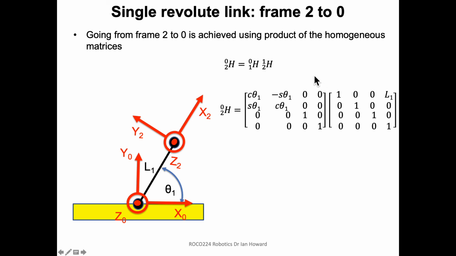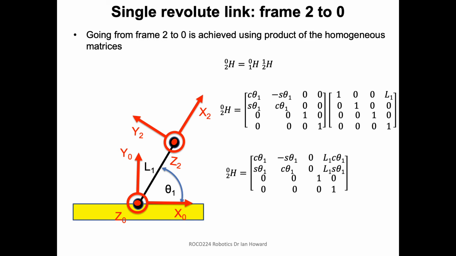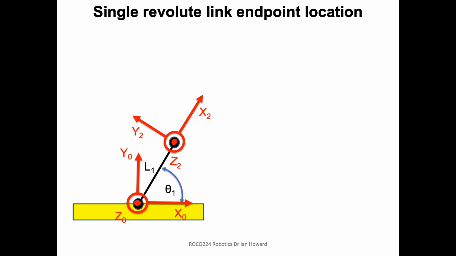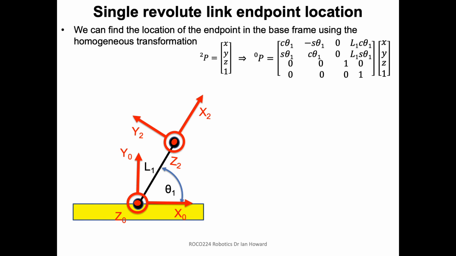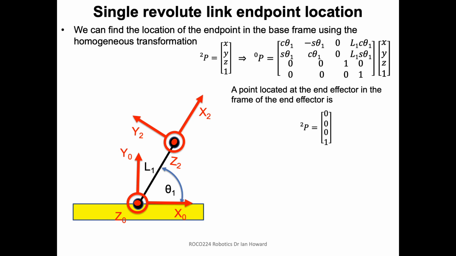So we can multiply those two matrices together that we've just derived, and we end up with the homogeneous transformation, which will map a point in frame 2 directly to frame 0 at the base. So just to point out what's important about that, if we want to actually know where this endpoint is going to be in terms of frame 0, right?